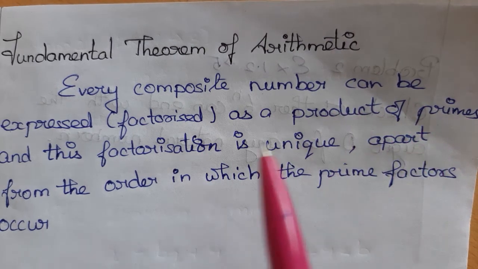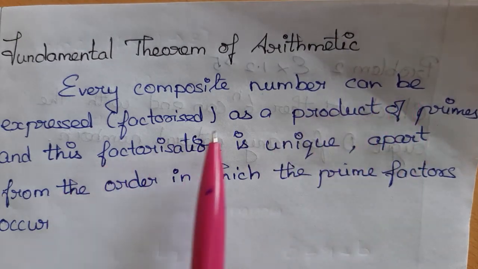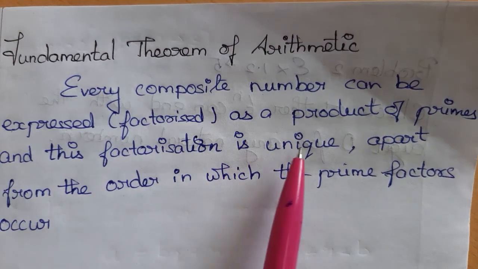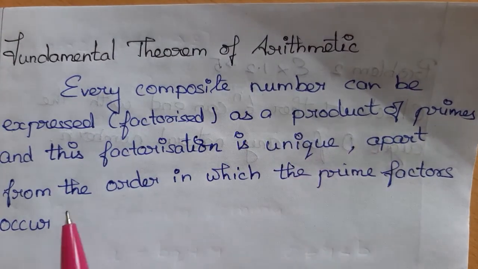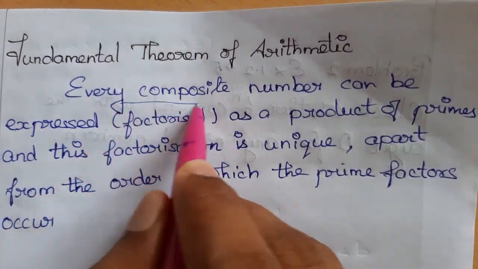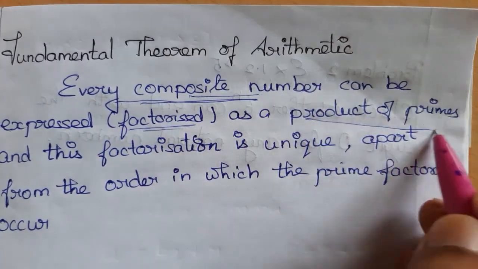The fundamental theorem of arithmetic says that every composite number can be expressed as a product of primes, and this factorization is unique apart from the order in which the prime factors occur. So it says that every composite number can be expressed, factorized, as the product of primes.